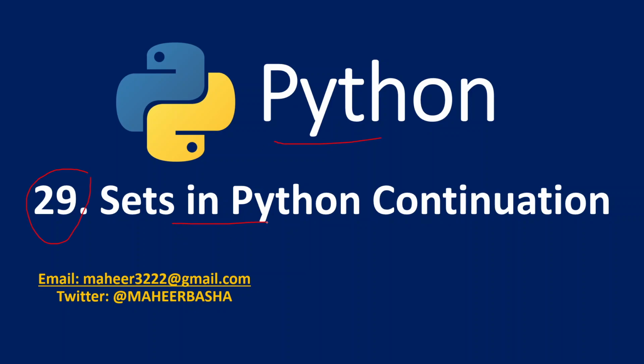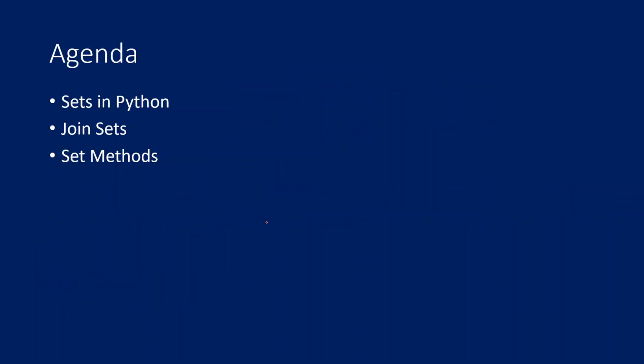In this video, we are going to discuss sets in Python. This is actually a continuation of our previous video. In our previous video, we discussed what a set is, how to access any element from sets, how to update, and everything related to sets at a high level. So this video is just a continuation of it. In this video, we are going to discuss how to perform a join for sets and also a couple of methods which are available in sets.